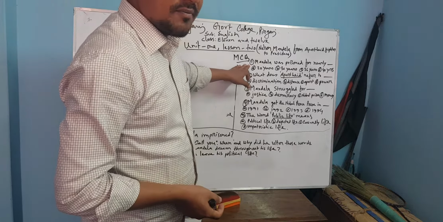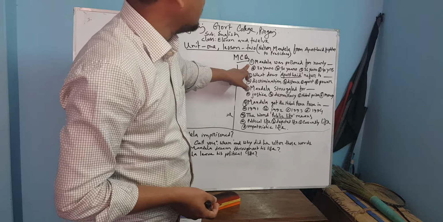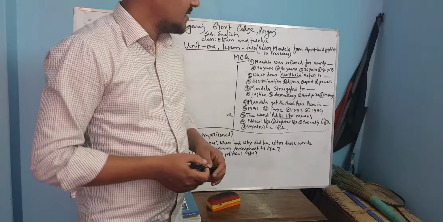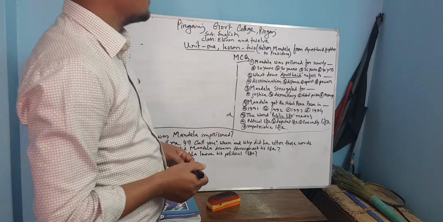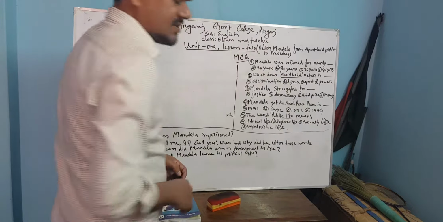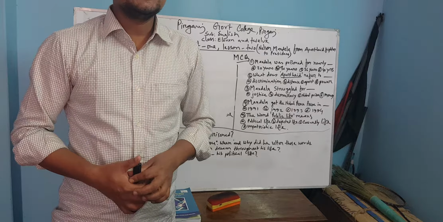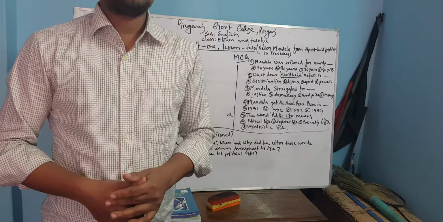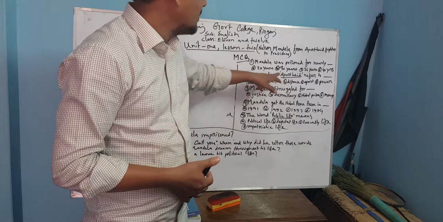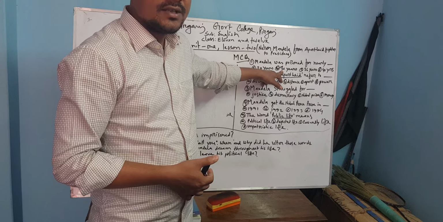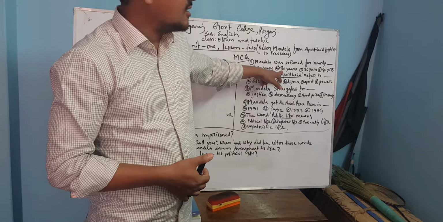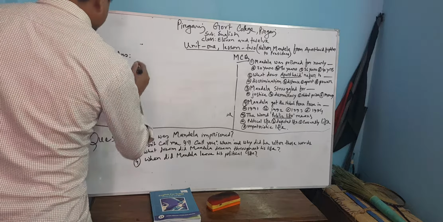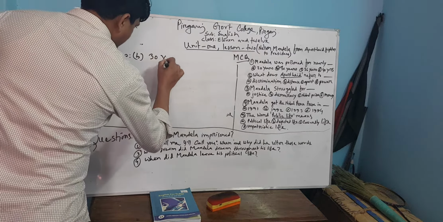Please look at the first MCQ. Mandela was imprisoned for nearly. In the passage, we can see the answer will be 30 years. Because in the passage, it has been told that Nelson Mandela was imprisoned for nearly 3 decades. 3 decades means 30 years. 1 decade equals 10 years. That means 3 decades means 30 years. So we have to write down the answer in this way: B, 30 years.